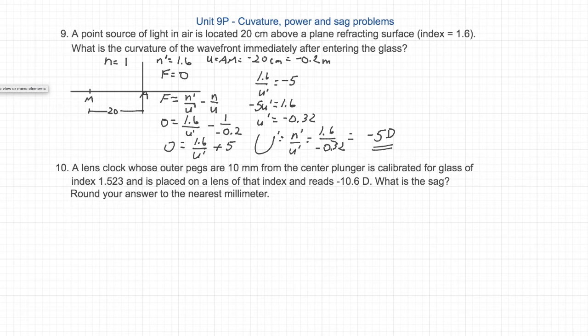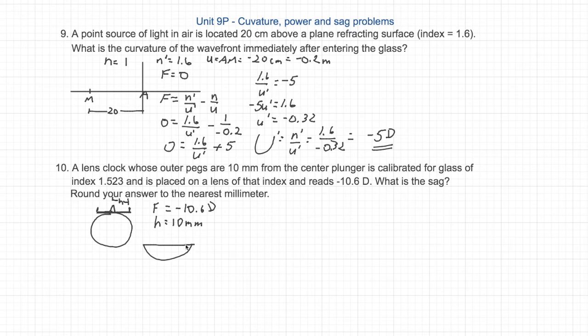Question 10, a lens clock whose outer pegs are 10 millimeters from the center plunger is calibrated for glass of index 1.523 and is placed on a lens of that index and reads -10.6 diopters. What is the sag? Round your answer to the nearest millimeter. So if you recall the lens clock that I showed you in Unit 9, it's got a round dial and a flat edge with 3 pegs. The outer pegs are stationary. The inner one moves up and down. It's the plunger. So the distance from that middle peg to one of the outer pegs, that's the semi-diameter, h, which equals 10 millimeters. And we're given the power equals -10.6.